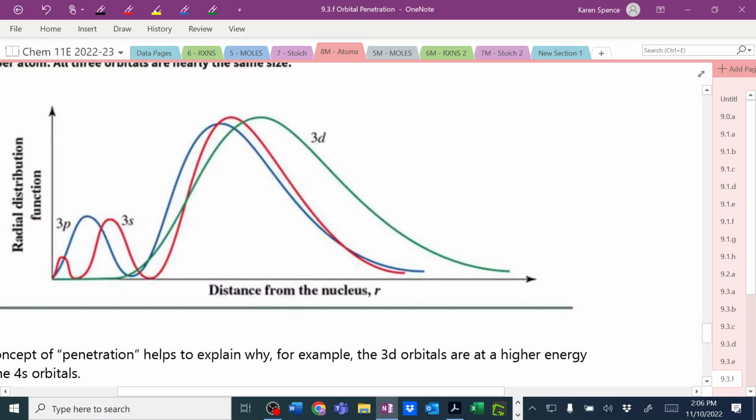And then I just got excited finding different diagrams. Here's our 3s. You can see the 3s has a nice peak close there. The 3p has a peak that's closer, and then the 3d, we don't really get much density until we're way out here. It only starts to go up, and there is where most of our density is for the 3d. Okay?